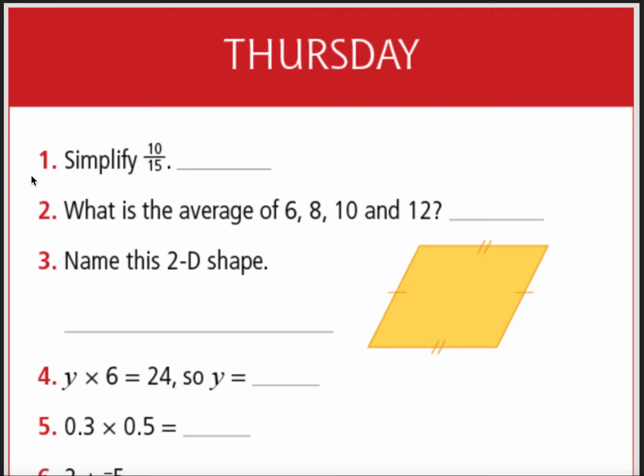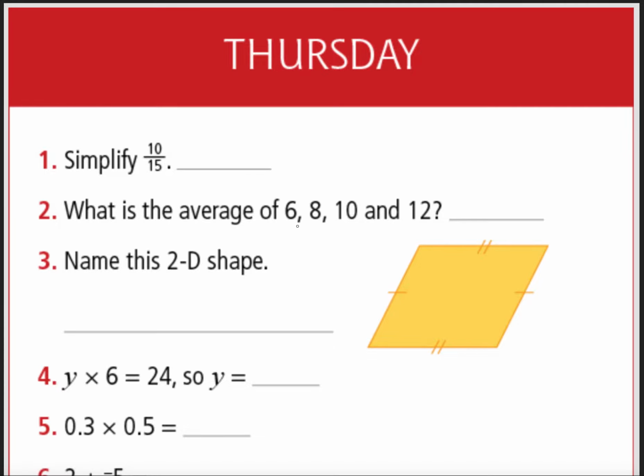First question here, they're asking us to simplify 10 over 15. So what we need to do here is find a number that we can divide evenly into 10 that we can also divide evenly into 15. And if we divide it into the top and the bottom there, we're going to get something over something here, and that will be our simplified answer.